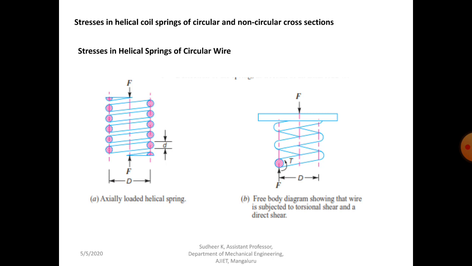The helical spring is always made from wire of circular cross section. You can see here the diameter of that circular wire is small d, and capital D is the coil diameter. There will be a number of active coils in the spring, usually denoted by small i. The spring is always subjected to axial force, usually a compressive load, denoted by capital F.